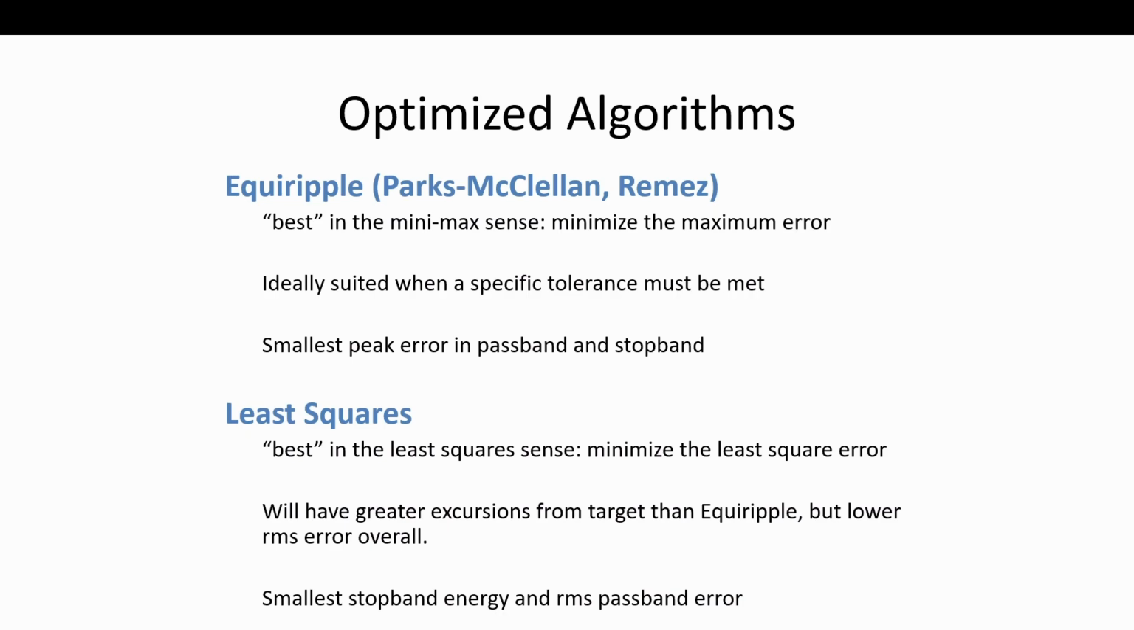Okay. And in contrast, least squares is best in an RMS error sense, least squared error sense. Minimize the least squared error. So the least squares approach has greater excursions than the Parks-McClellan, but it's only at isolated points. So overall, it's going to be much better, right?